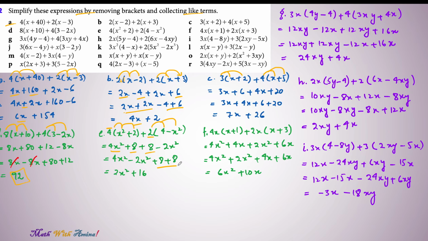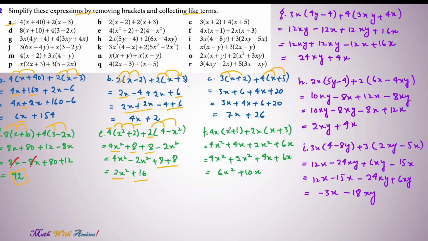The constants are written together, and the terms that have the same variables are written together. Now we simplify further. So 4x squared minus 2x squared is equal to 2x squared, and plus 8 is equal to plus 16. So 2x squared plus 16 is the final simplified expression.